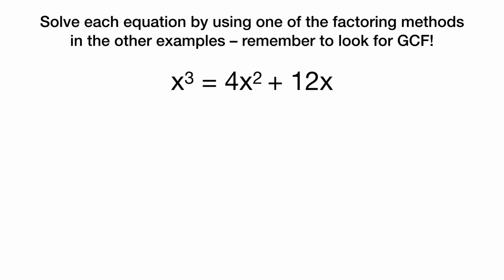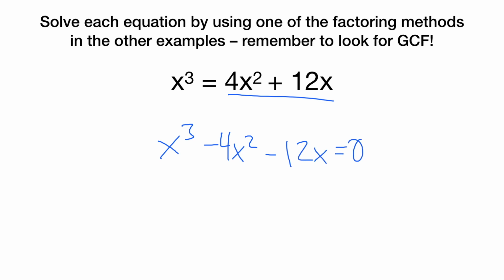Let's try this one. Oh, well, this one looks a little harder because it says x cubed equals 4x squared plus 12x. So I have to move certain things over. In this case, I'm going to move both of these so that my leading coefficient stays positive. X cubed minus 4x squared, sorry, not plus, minus 12x is going to equal 0. So greatest common factor is x. This becomes x squared minus 4x minus 12 equals 0.